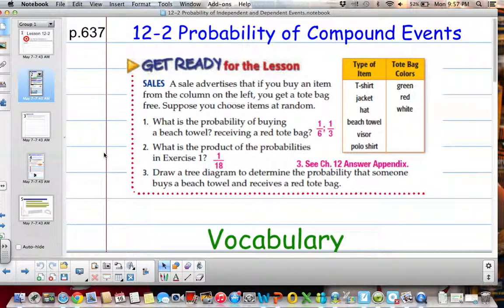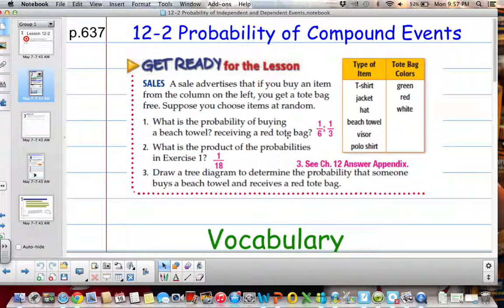So if we have a sale that is advertising that if you buy an item from the column on the left, you get a tote bag free. Suppose you choose items at random. So we can look and see what is the probability of buying a beach towel. Well, we know now that to find the probability of an event, we would add up all of our possible items or outcomes that could occur, right? So there's 6, and the probability of buying a beach towel then would be 1/6.